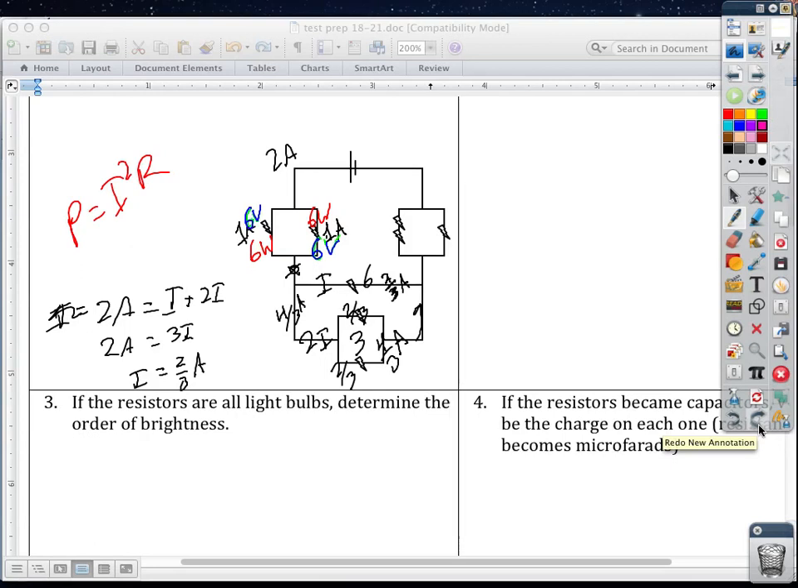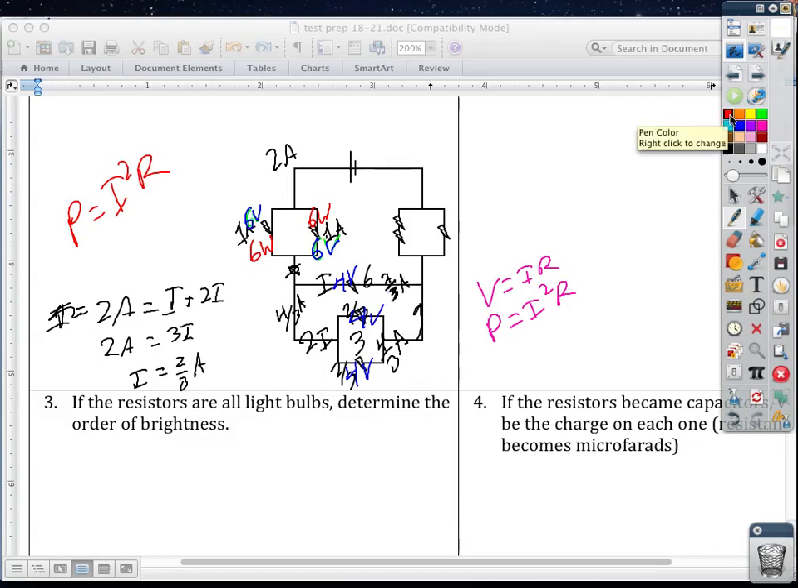Now, if you have the currents, do you realize you can get everything else? Because V is IR and P is I squared R. So then do whatever you want. If I do IR here, I will get the voltage. And 6 times 2/3 is going to be 4 volts, right? And the same thing is true here. That's going to be 4 volts because they're all in parallel. And then they all have the same current, so they're all going to have the same power.